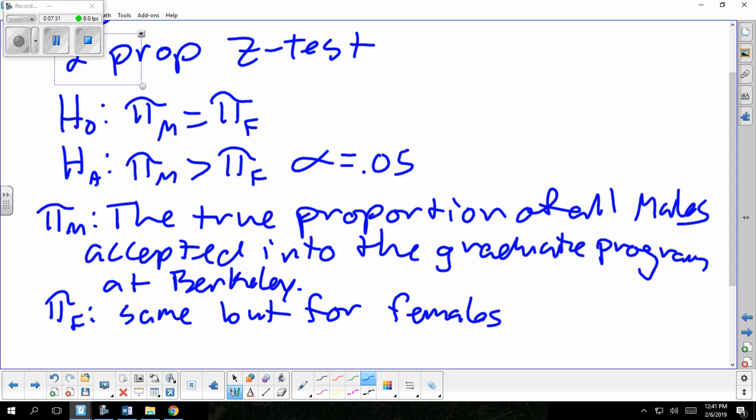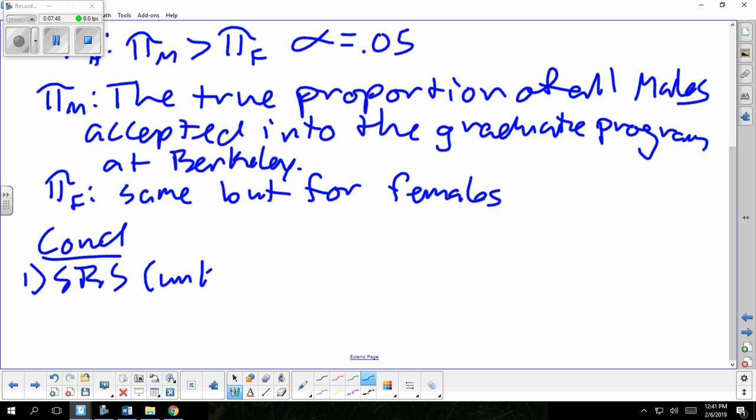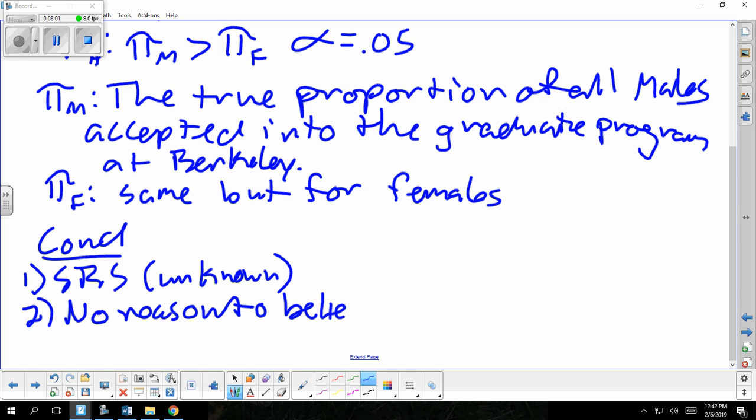Next, we're going to check conditions. One, a simple random sample for both. We don't know how they gathered the data, and it doesn't appear that it's a simple random sample. Two, no reason to believe the two samples are not independent.